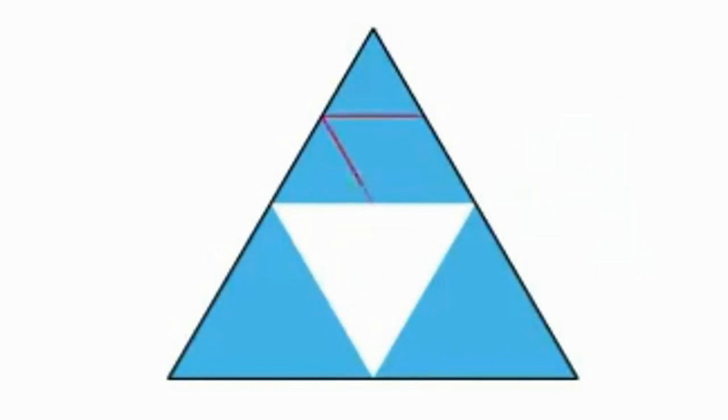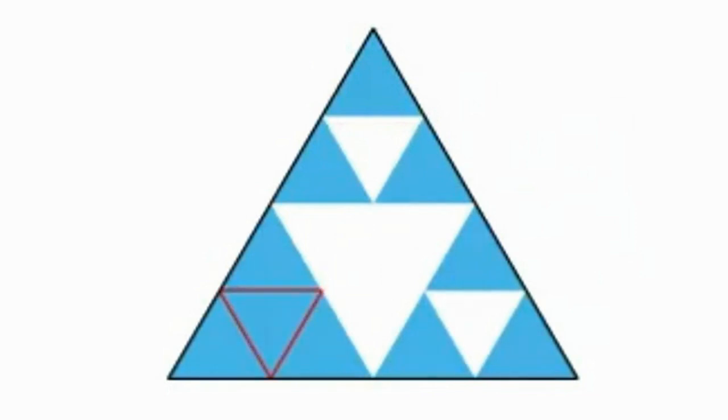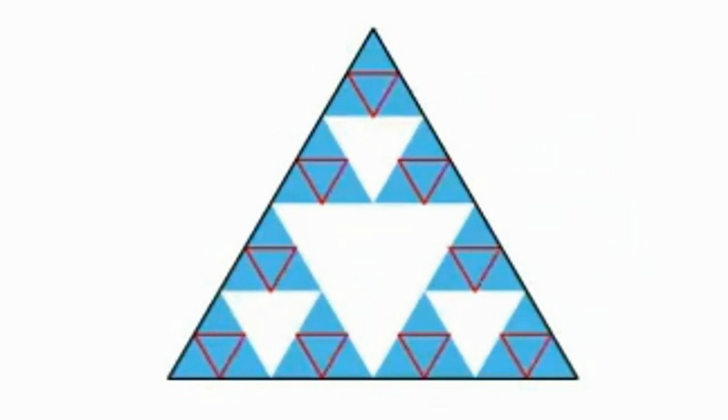Next, three more equilateral triangles are removed from inside each of the remaining three triangles. The process of removing triangles inscribed within the larger triangle can continue forever.